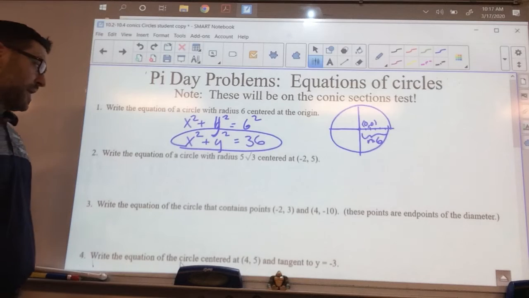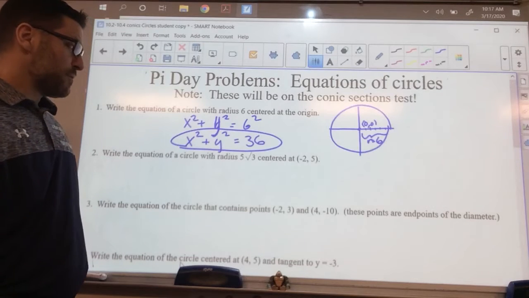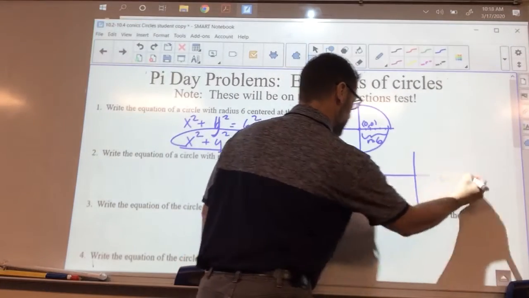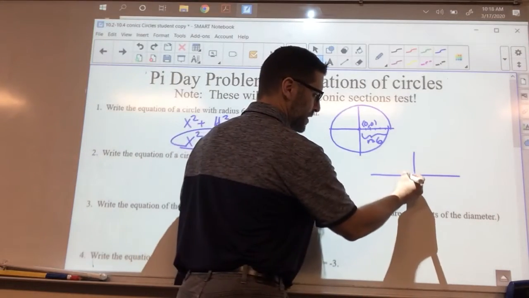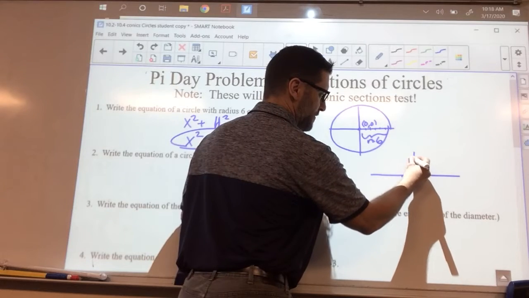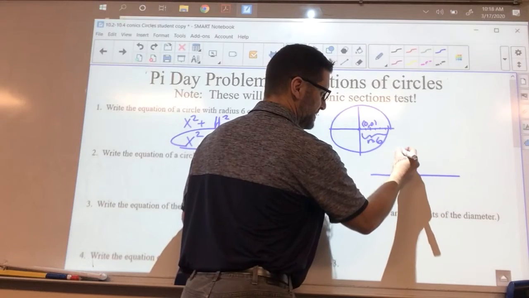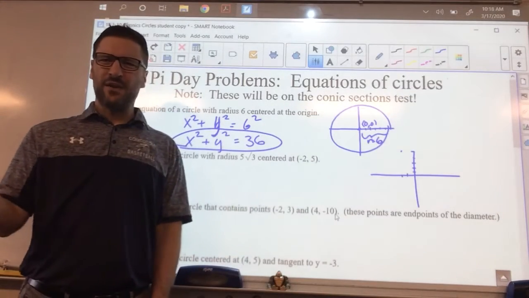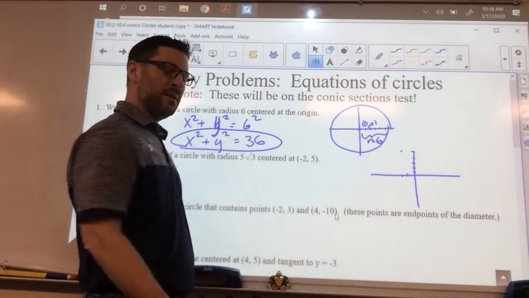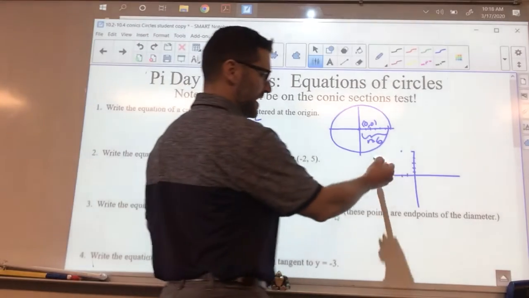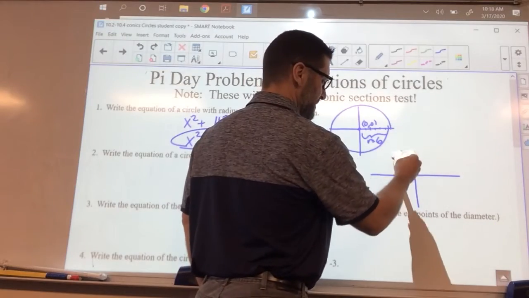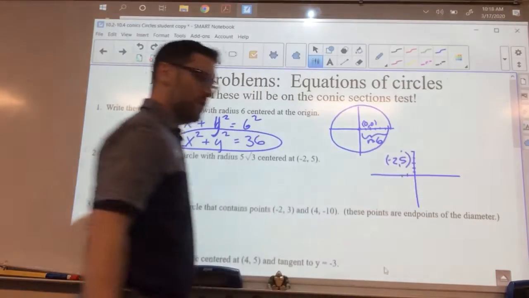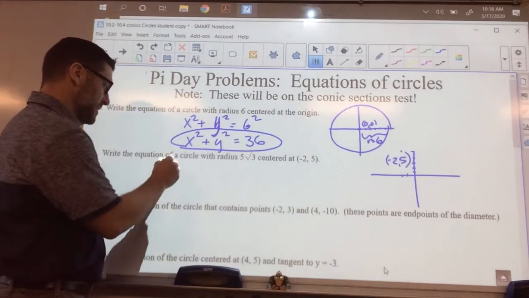All right, write the equation of a circle with radius 5 root 3 centered at -2, 5. I'm going to draw a picture again. Centered at -2, up 1, 2, 3, 4, 5. So here it's centered. And now it's 5 radical 3. And 5 radical 3 has some decimal associated with it, but it really doesn't matter what that decimal looks like. It's going to be a circle like that. HK is -2, 5. You should be able to write the equation.